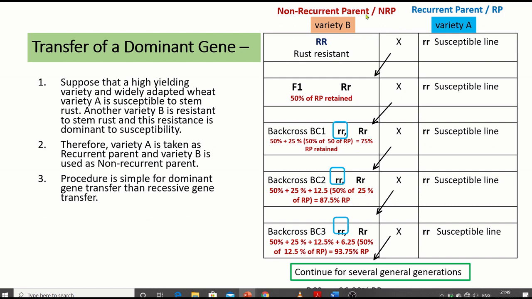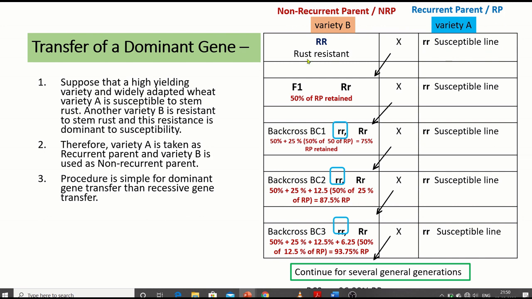First of all, we have, as usual, the non-recurrent parent, also called the donor parent, and then we have the recurrent parent, variety A. In this case we'll be transferring the rust resistance gene to a susceptible line. The recurrent parent will be an agronomically superior variety, that means a high yielding variety, but one which is lacking in one character, resistance to rust.